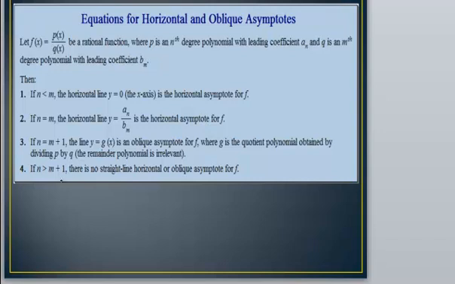We do have a couple more cases. If the degree of the numerator is 1 more than the degree of the denominator, you're going to have what's called an oblique asymptote, a straight line oblique asymptote. But if the degree of the numerator is more than 1 more than the degree of the denominator, there is no straight line, horizontal or oblique asymptote. Okay, we'll try to get more into depth in steps 3 and 4 in the next video.